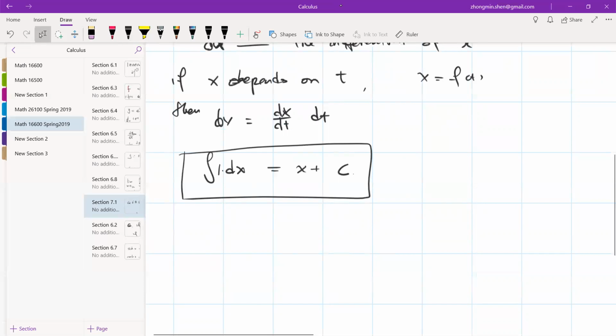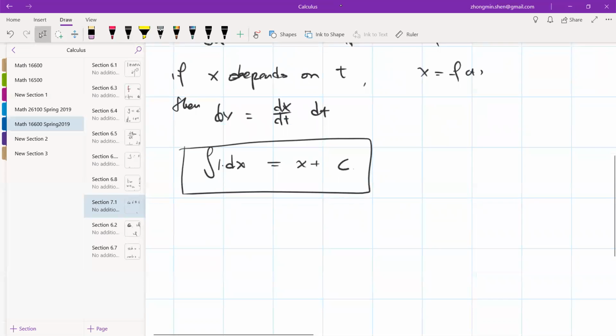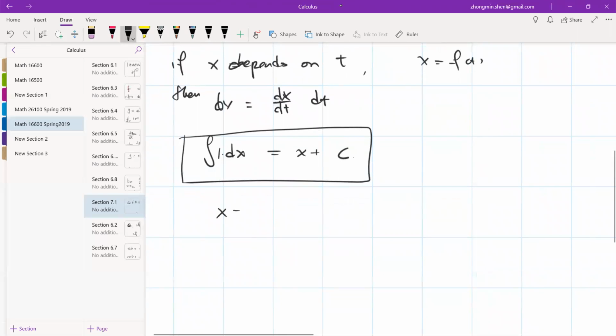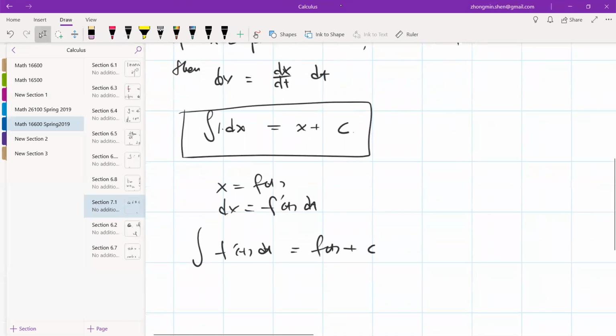So I'm going to change this a little bit. How about x equals f of t, right? I know dx is going to be f prime t dt. So I put that. So integral, what is dx? f prime t dt. What is x? f of t plus c. That's the formula. Okay? Right?